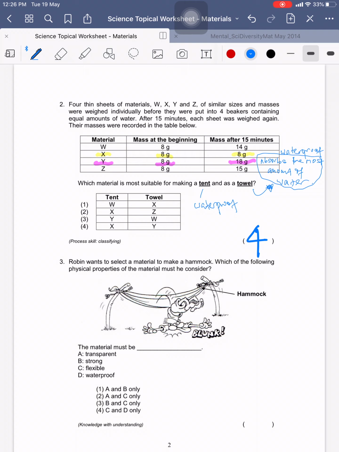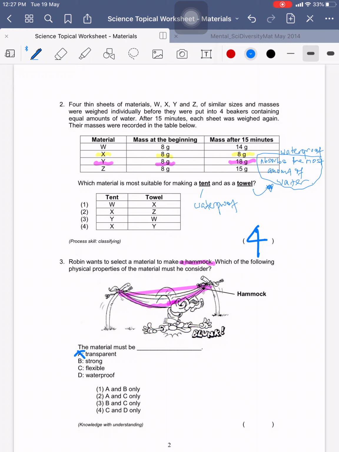Okay, question number 3. Robin wants to select a material to make a hammock. So hammock is actually this. Now, which of the following physical properties of the material must he consider? Now, we can imagine that we ourselves are sitting on the hammock. So, do we need a hammock to be transparent? Well, we do not need it to be transparent.